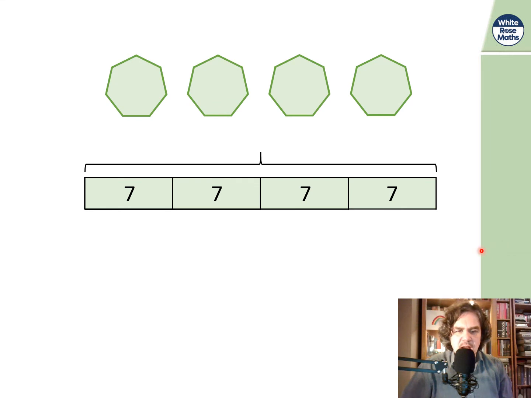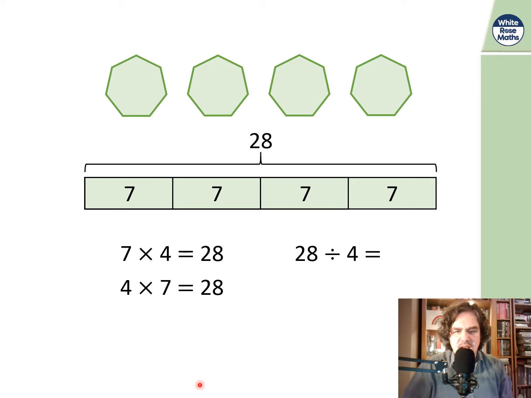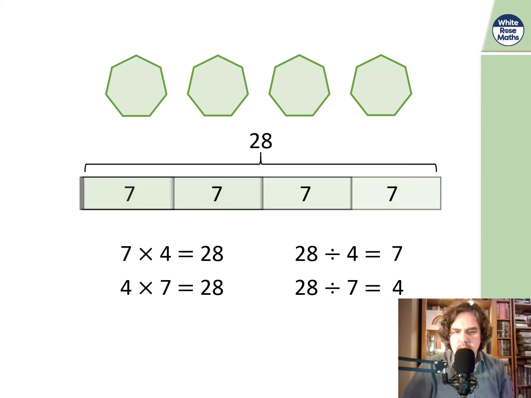So we can see that 4 lots of 7 is 28. That's another way of representing that calculation. 7 times 4 is 28. 4 times 7 also is 28. 28 divided by 4 is 7. And 28 divided by 7, you get 1, 2, 3, 4 parts.